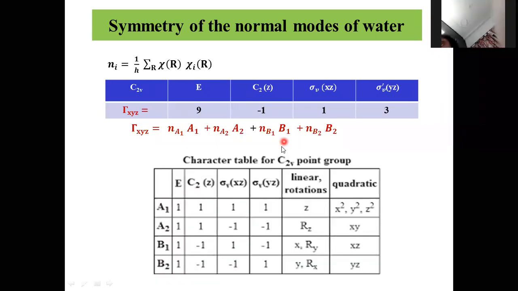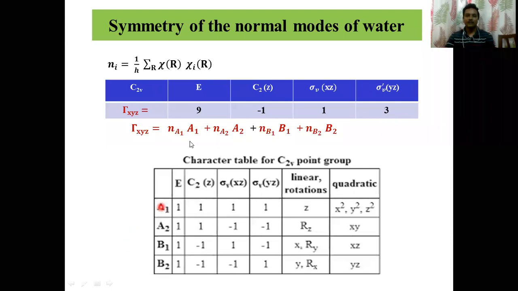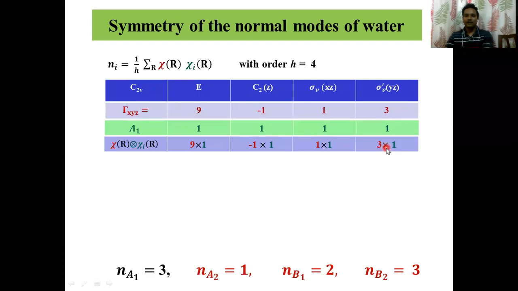So that means if I take the character tables, I want to know, for this total representation, how many A1 are going to appear, how many A2, and how many B1 and B2 are going to appear in this representation, right? So let's work it out. I think we are running out of time, so we have to do this a little bit quickly.